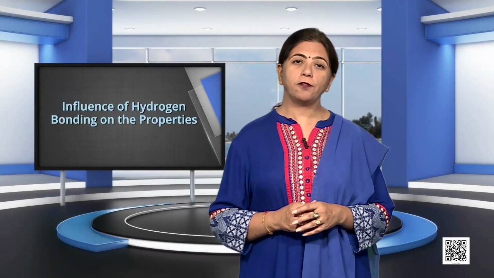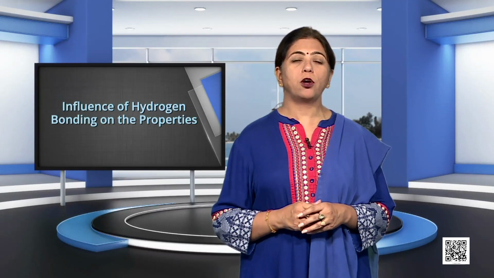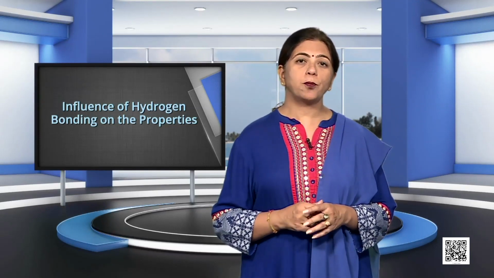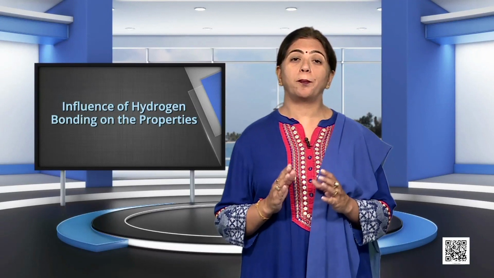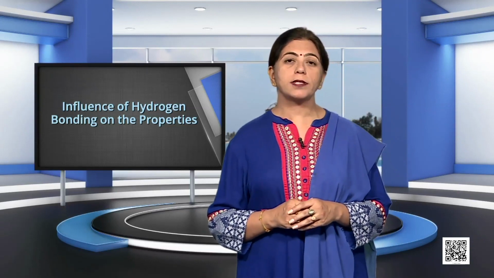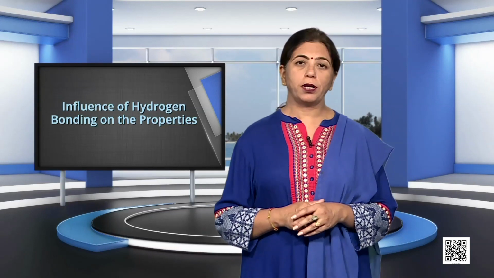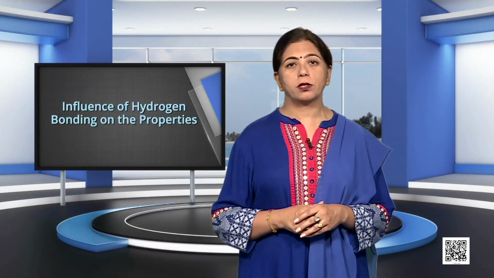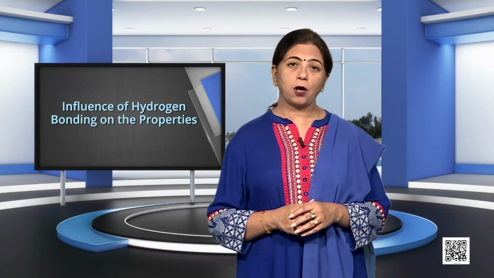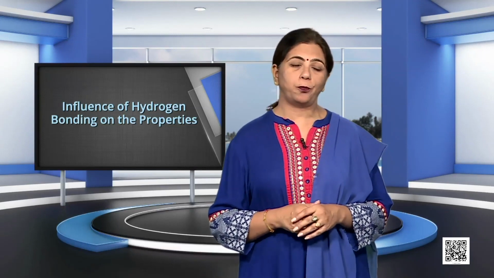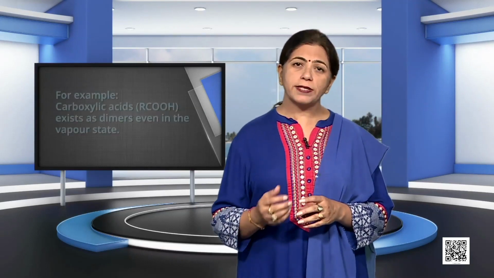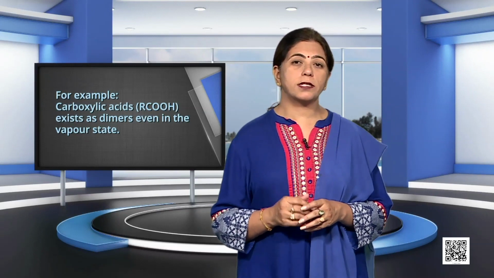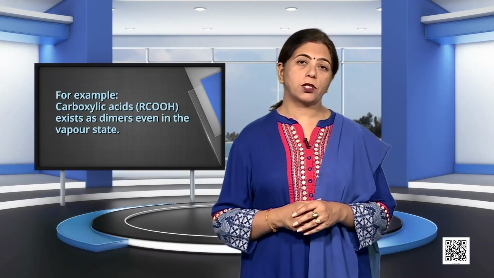Now, let me discuss the influence of hydrogen bonding on the properties. Hydrogen bonding has important effects on many physical properties such as melting point, boiling point and the solubility of compounds. The main characteristics of compounds having hydrogen bonds are given below. Association due to intermolecular hydrogen bonding: 2 or more molecules of a compound exist as associated molecules. For example, carboxylic acids exist as dimers even in the vapor state.